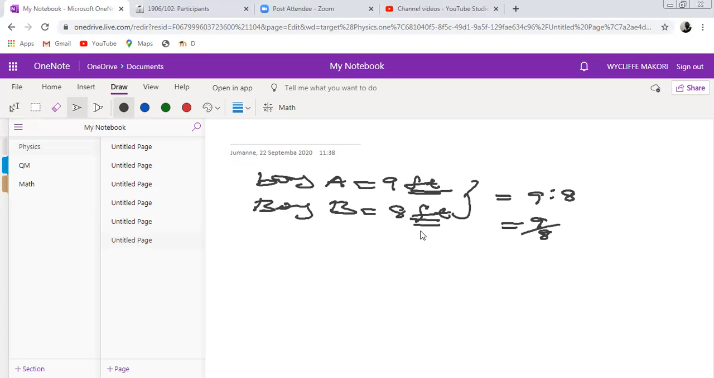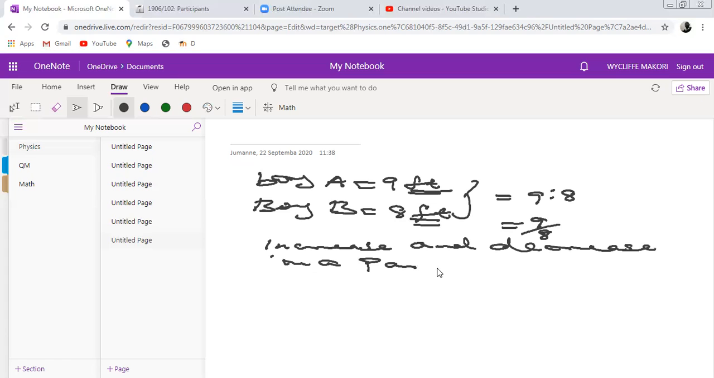After understanding what a ratio is, we can talk about increase and decrease of a quantity in a particular ratio.